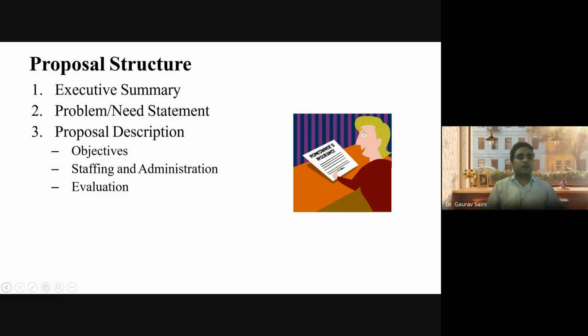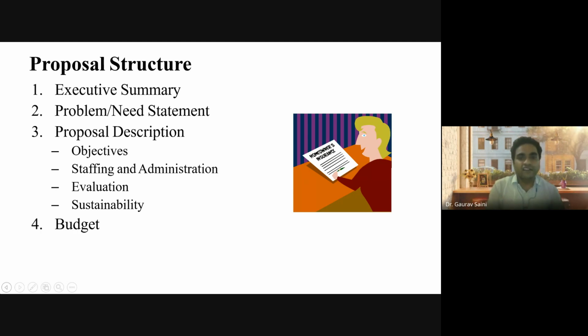In the evaluation part, you are evaluating whether your proposal is on the decided timeline of the structure. Next, the sustainability part should also be covered, because everybody now is concerned about sustainability. So how is your project or your idea sustainable in a way that is required for a particular area?